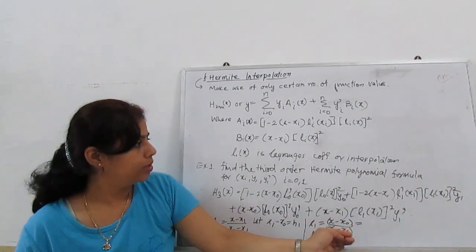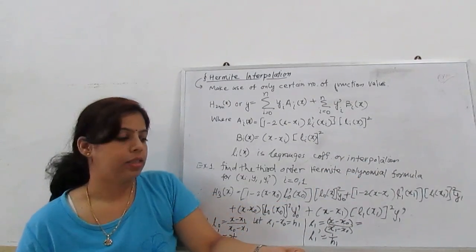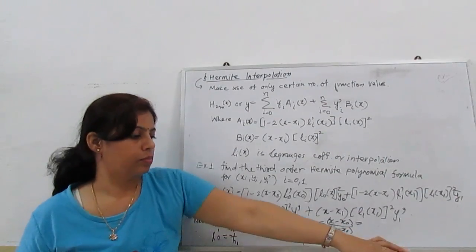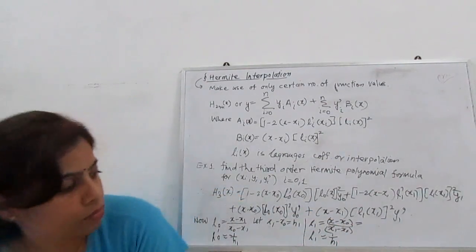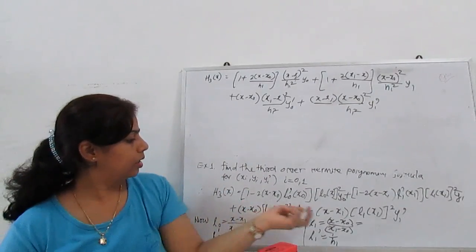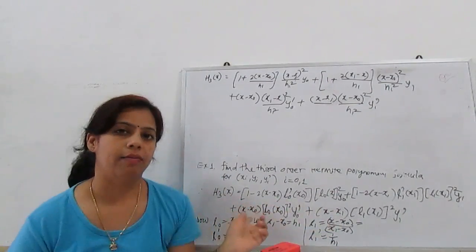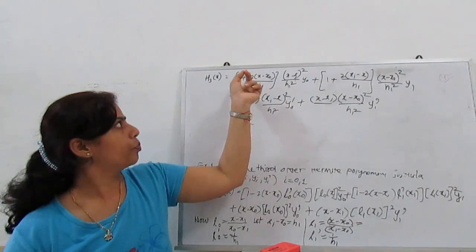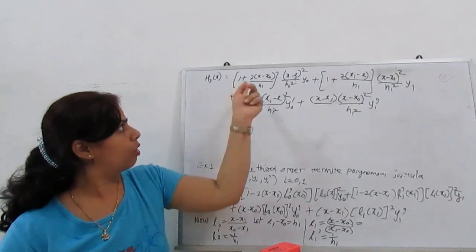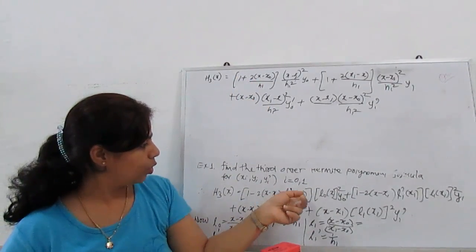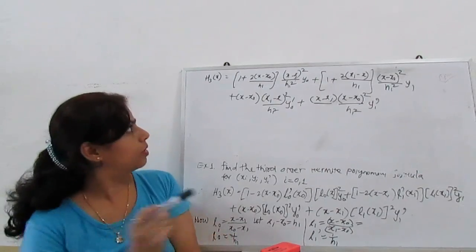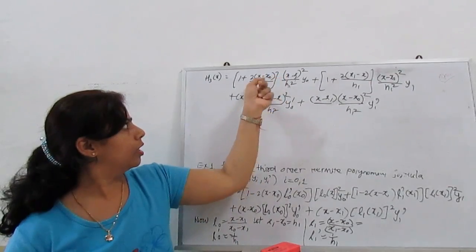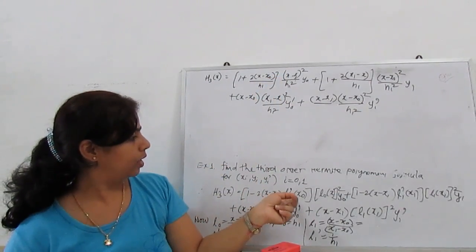When we substitute these values of L0, L1, L1 dash, L0 dash in the formula, we can see what the terms look like. So I can show you. It looks like 1 minus, because of this, L0 dash(x0) is minus 1 by h1. We substitute here, so it becomes plus 2(x minus x0). This becomes h1 because of this.